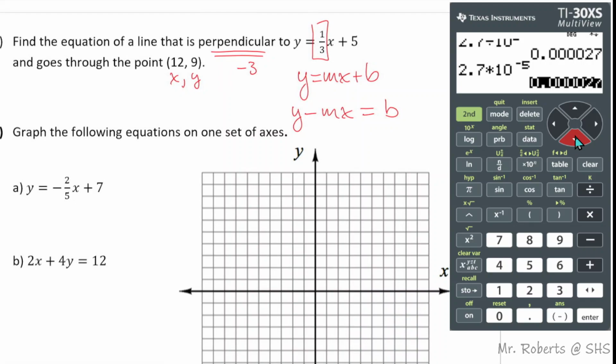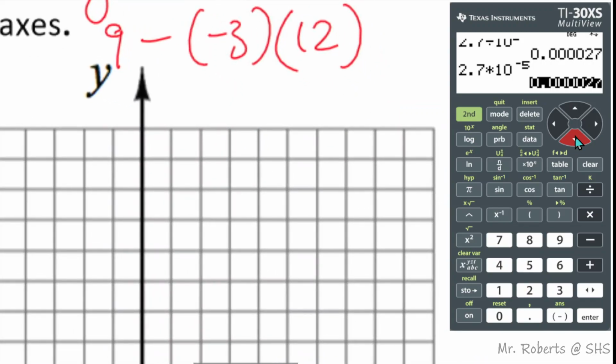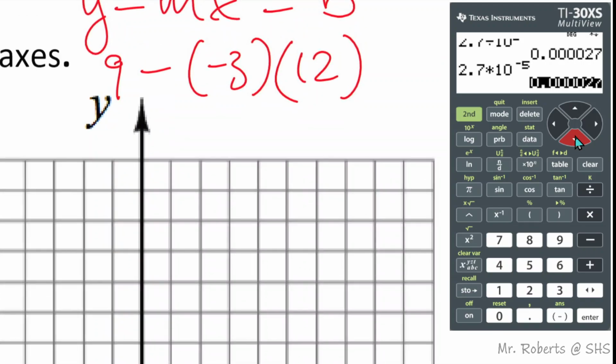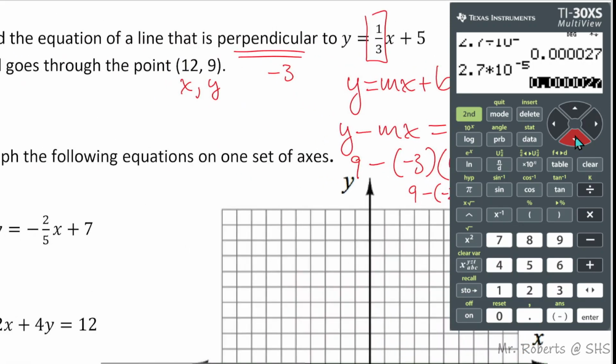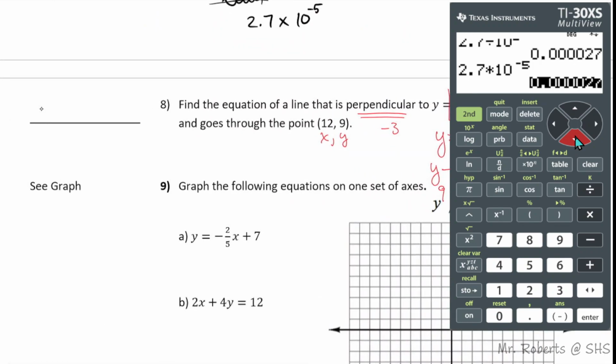What am I going to do? I'm going to plug the number 9 in for y. Here's 9 minus a -3, that was my slope, and my x value is 12. So what do I have here? I've got 9 minus -3 times 12, which is what? 9 minus a -36, which is 9 plus 36, which is equal to 45. So I believe my y-intercept is 45. My solution should be y is equal to -3x plus 45.